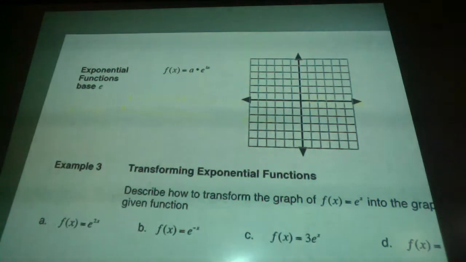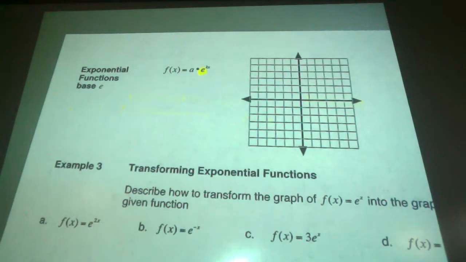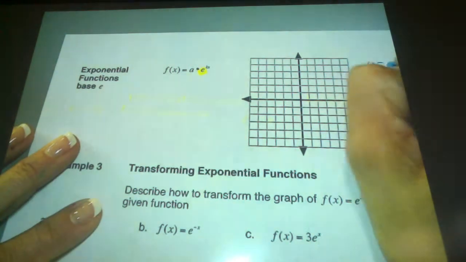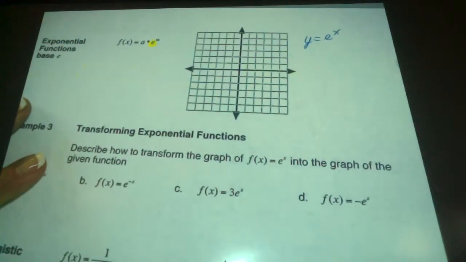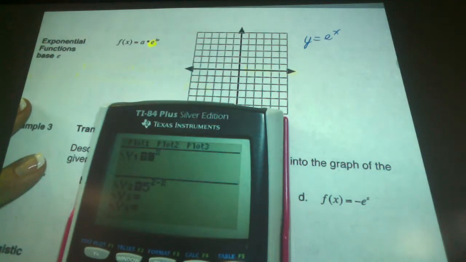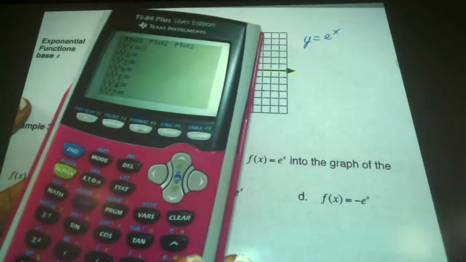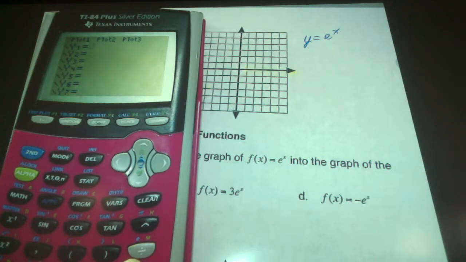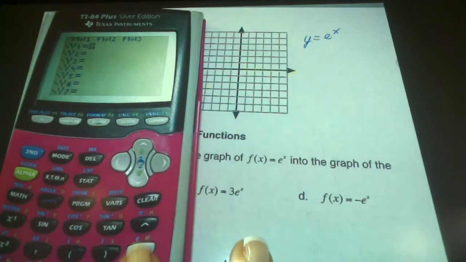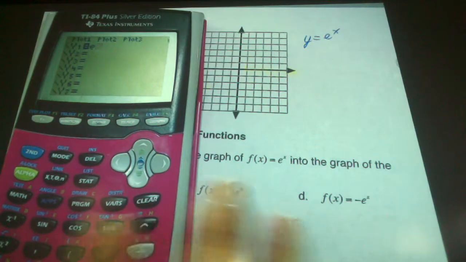Now let's look to see what happens when the base changes to e. This is still an exponential function, but now the base is e. E is a number just like pi. It's irrational. We use it all the time with logs. And so let's look to see what is y equals e to the x. I'm going to put that on my calculator. Do you know where your e is? Where is it? It's above the division or below the caret button. But if I do second division, I get my e, and then raise that to x.